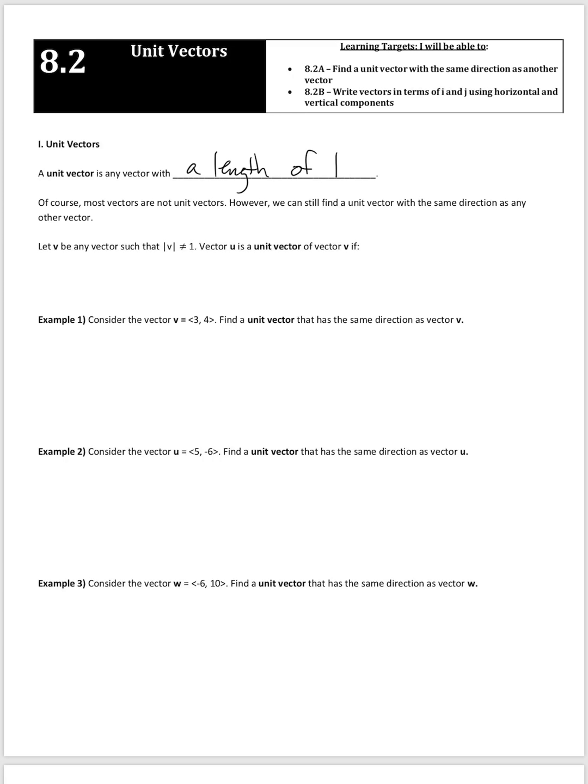So let v be some vector such that its magnitude does not equal 1. In other words, v is not a unit vector. Then we can define a unit vector, u, for vector v, if the magnitude, the length of this new unit vector, is 1, and u has the same direction as v.